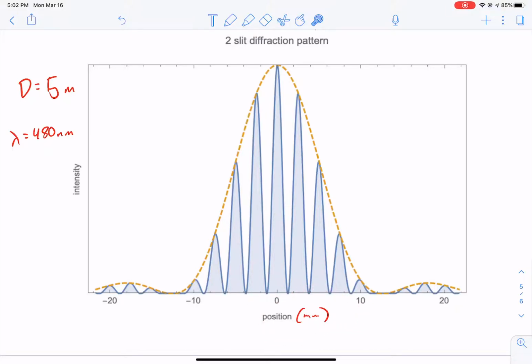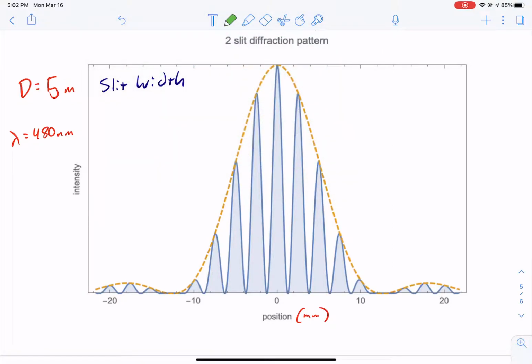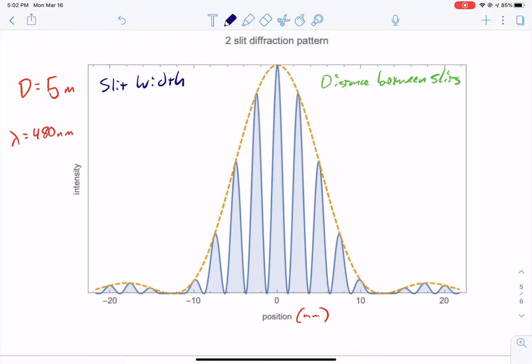And so I want to find two things. I first want to find the slit width. What is the width of each one of those slits that makes up that double slit pattern? Second thing I want to find is the distance between slits. Okay, so slit width first. I'll give you all a moment to solve this. Hit pause. Try to find both of those. Be back in a second.